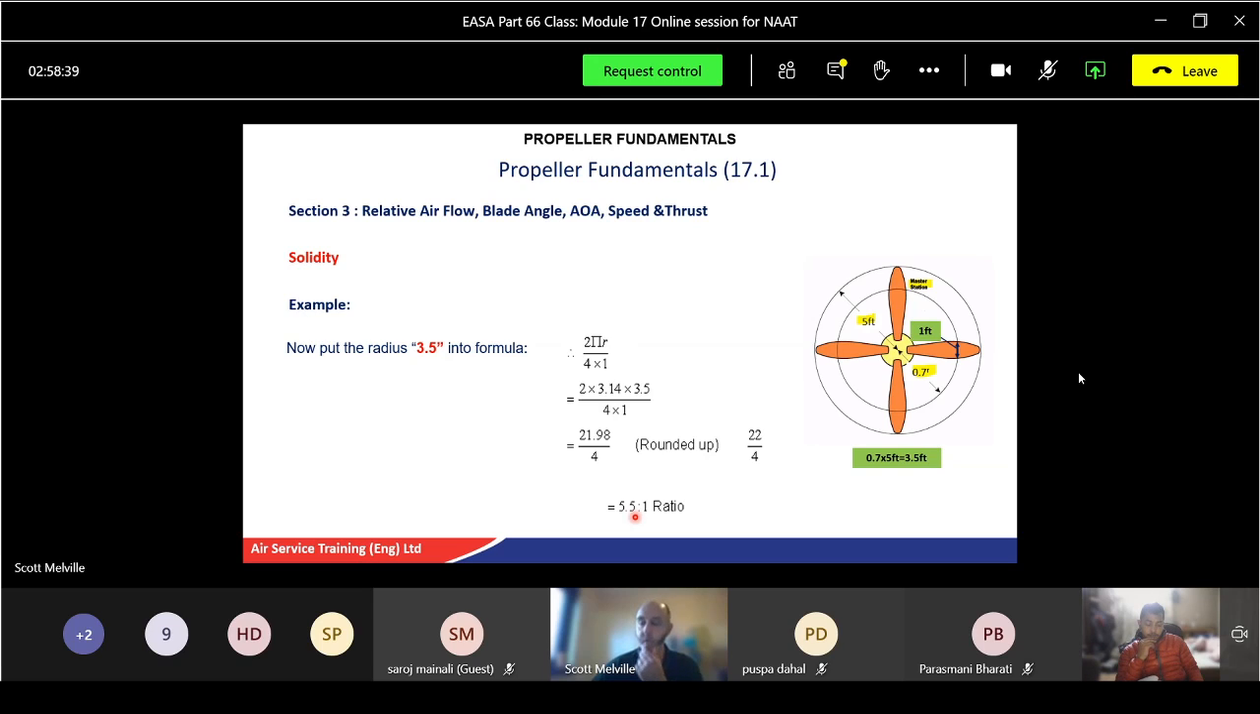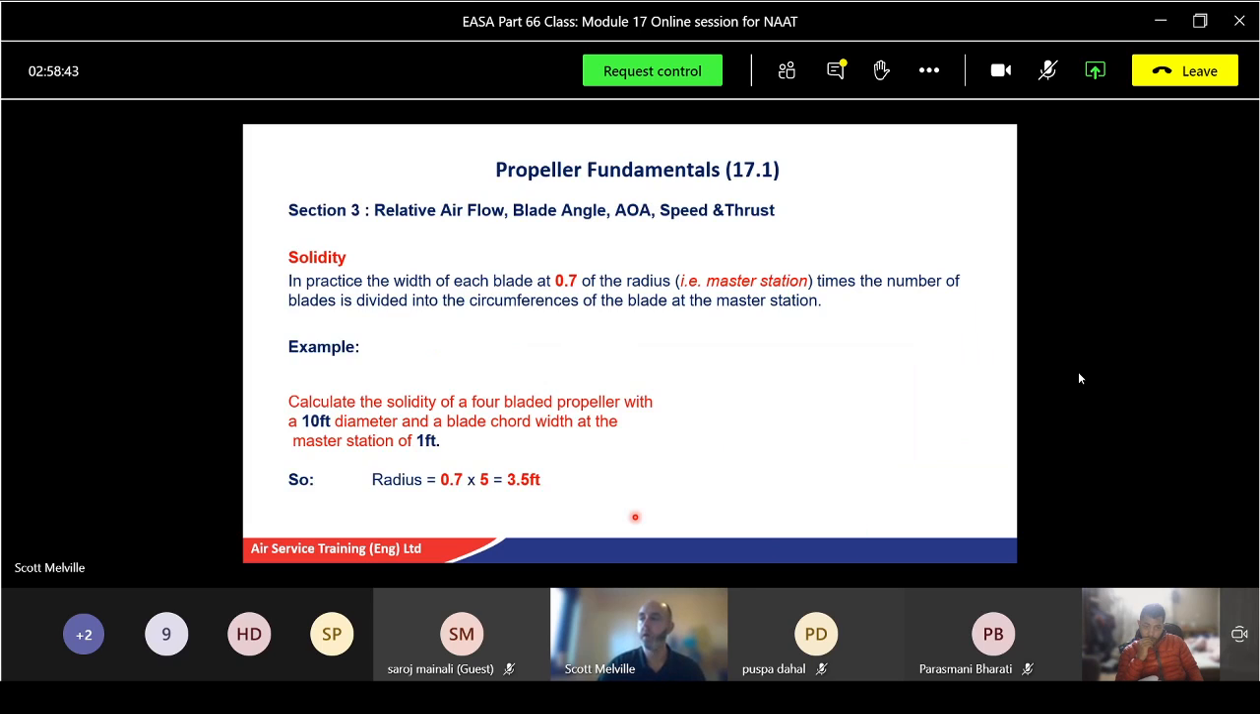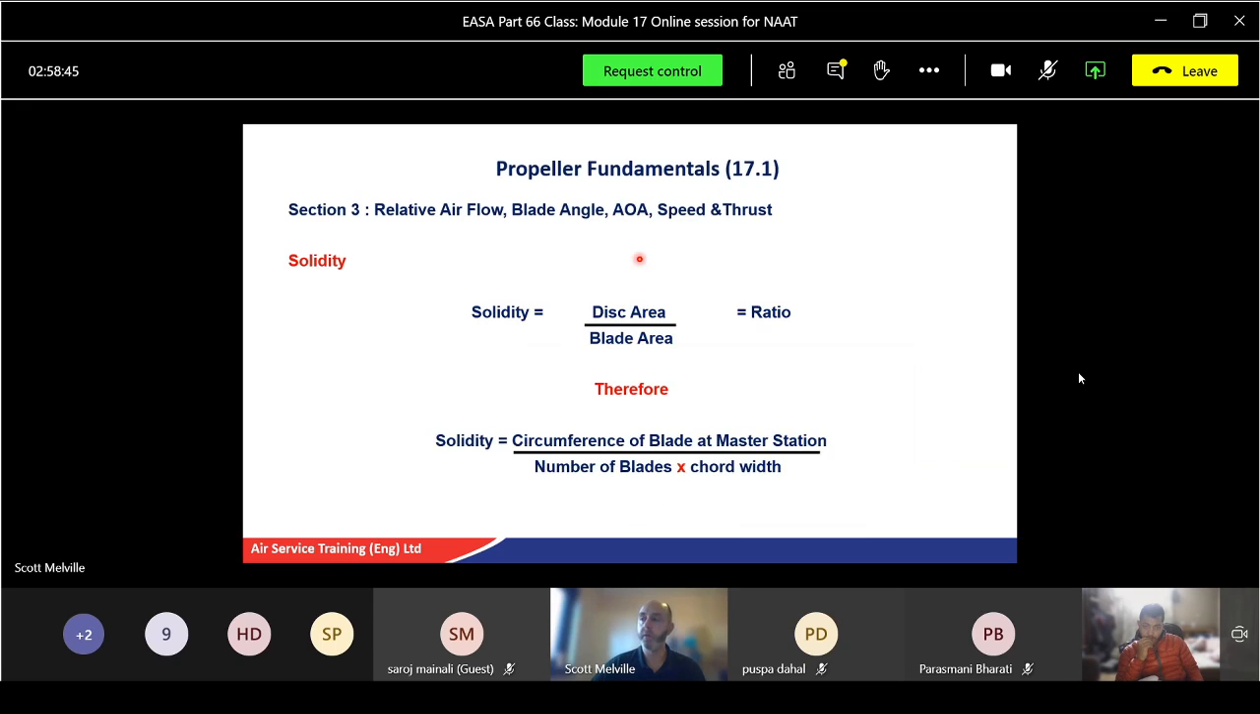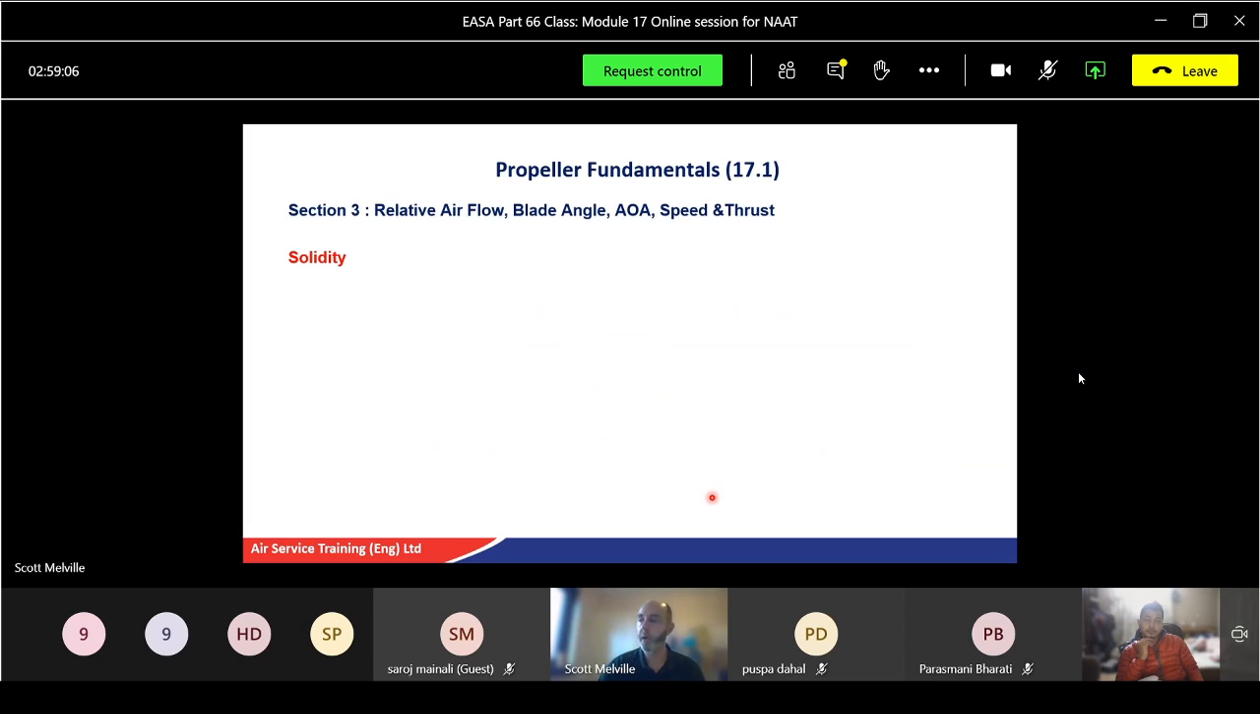Okay, so I'll just go back to the formula. All we're doing is disk area over blade area. In other words, if the disk is solid, it's the space between the disk and the blades, that's all with the ratio of how much solid parts are there to a complete disk. So circumference of the blade, 2 pi r, master station, the number of blades multiplied by the chord width. Okay, so we'll go back to that part.